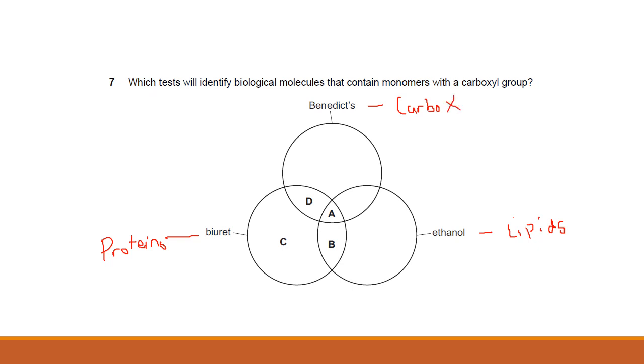Definitely not carbohydrates. Okay. Carbohydrates have CHO as their structure, CH2O, and there is no part of that that forms a carboxyl group. For those who are wondering what the carboxyl group is, it is COOH. Proteins, on the other hand, are made up of amino acids, and it's asked you which one will identify biological molecules with monomers with a carboxyl group. This is a monomer of carbohydrates, and it doesn't have a carboxyl group.